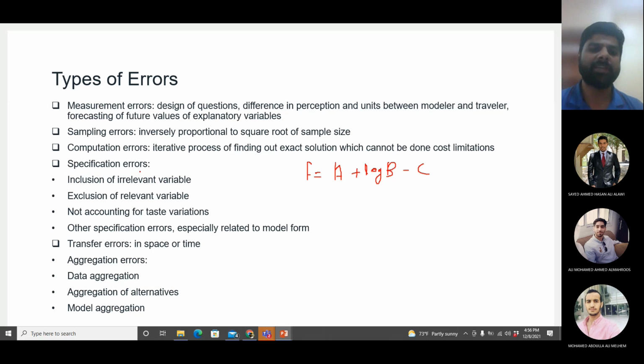Then we have specification errors, including irrelevant variables. I already gave you the example of the age of the driver relating to speed limit. Then exclusion of a relevant variable: a variable has an impact on an equation, but you are not considering it. For example, you want to develop an equation for the strength of concrete, and then you are not taking the water cement ratio into the equation. Water cement ratio has an impact on the strength of concrete, so it must be in the equation. If you don't take it, then you are making this type of error.